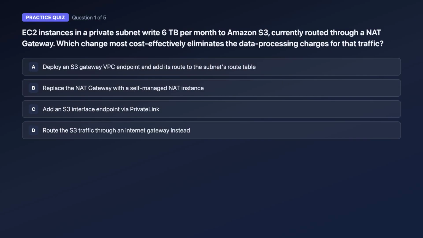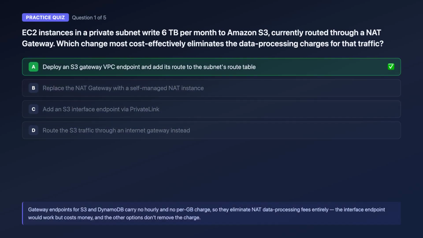B, replace the NAT gateway with a self-managed NAT instance? C, add an S3 interface endpoint over a private link? Or D, route the S3 traffic through an internet gateway instead? Run the decision rule from earlier before you answer.